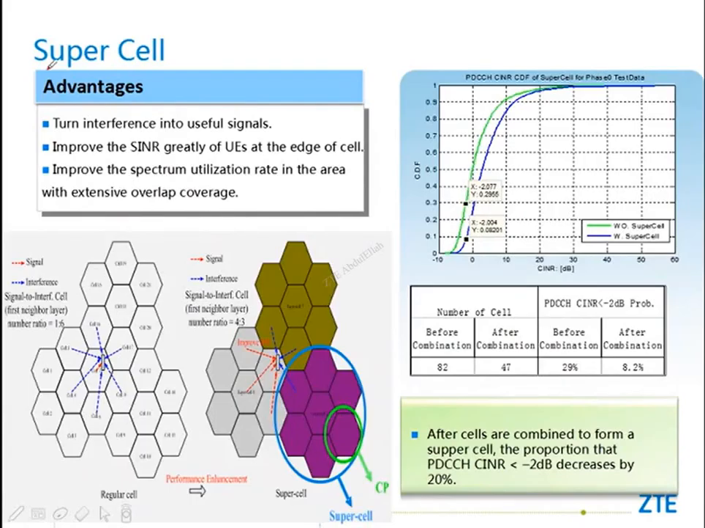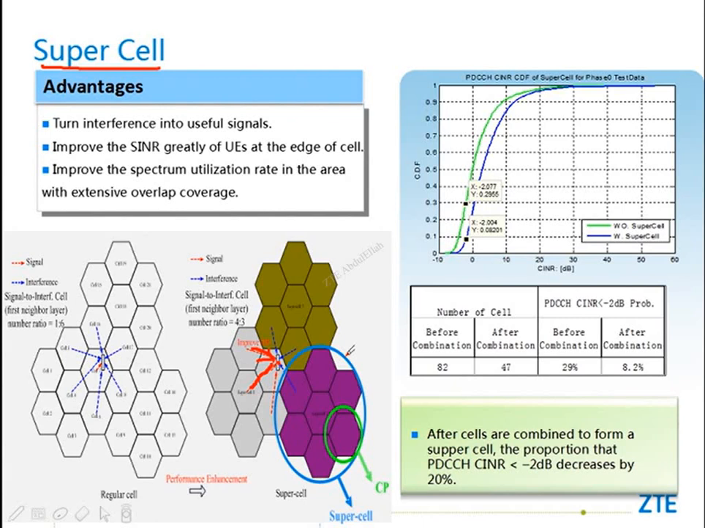And also there's a supercell solution. Actually, the supercell solution means we can combine multiple physical cells into one logical cell. That is supercell. So if we combine them, these multiple cells will become one logical cell. Then the former interference will become usable signal. This is the supercell solution. Of course, if you use supercell, you can reduce the uplink interference.